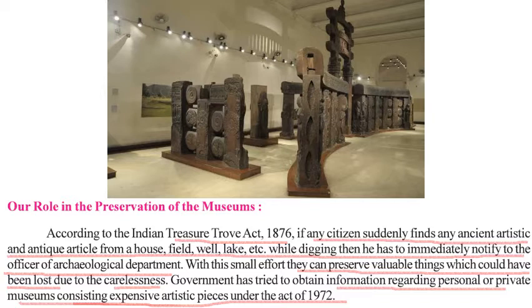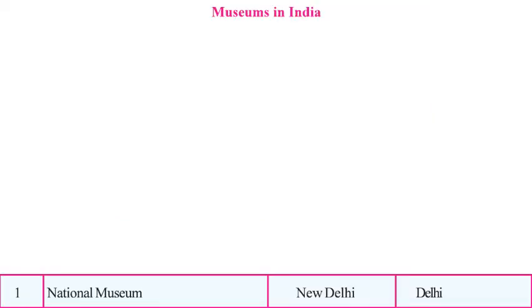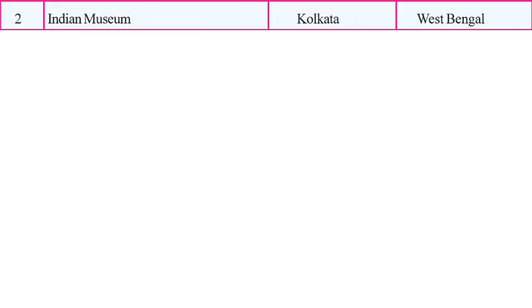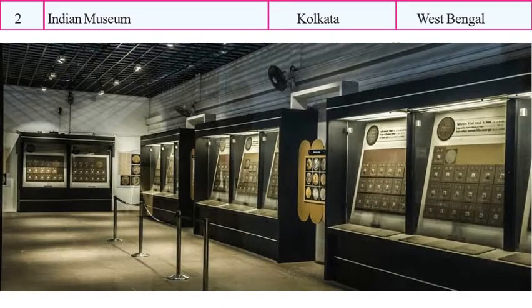The government has tried to obtain information regarding personal or private museums consisting of expensive artistic pieces under the Act of 1972. We will start with the museums in India. I am not going to describe much, I am just showing you basic pictures. The National Museum is situated in New Delhi. Then comes the Indian Museum, situated in Kolkata, West Bengal. This is their coins display. All of these are ancient coins.